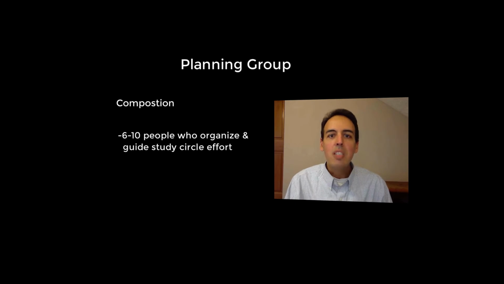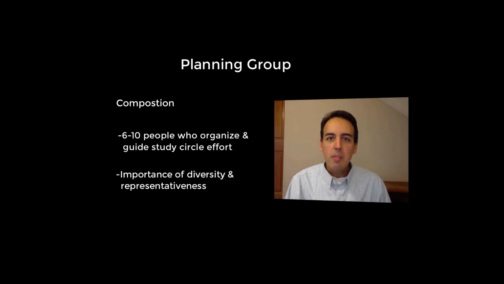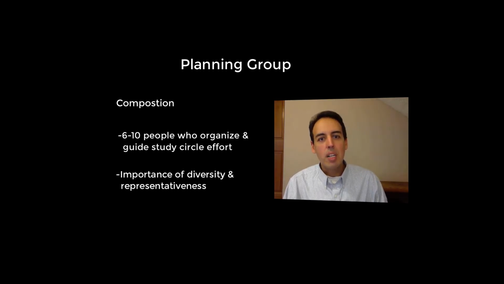Okay, now that you have a sense of people in your communities for whom this process would resonate, let's dive into some of the technical aspects, starting with the planning group and its responsibilities. The planning group consists of about 6 to 10 people who organize and guide the study circle effort. It's important that this group is representative of various perspectives, positions, and skill sets. This diversity helps on several fronts.